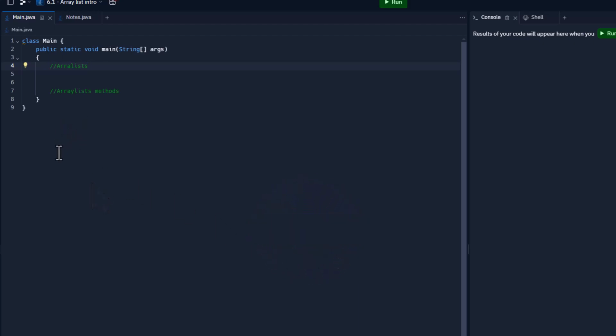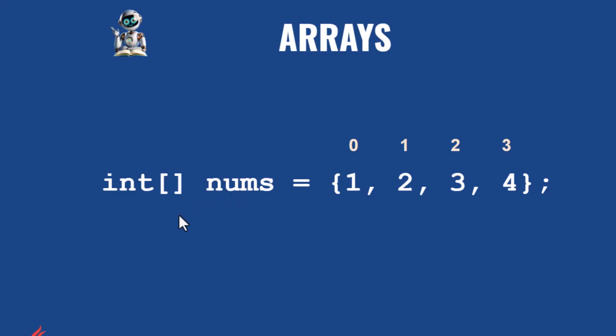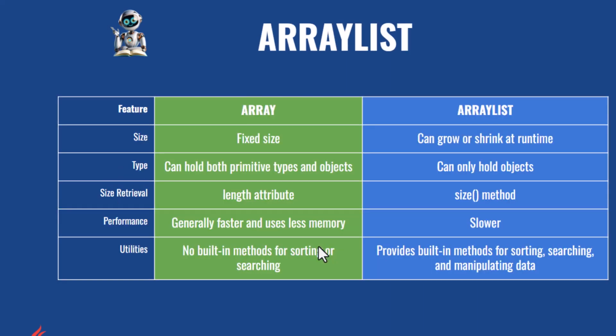Now, in previous videos, I've talked about arrays, and this is what an array looks like. We declare it, we initialize it, we can assign it values. But an array list is slightly different. So we're going to look at some of the differences between an array and array list, and then we'll write some code. So with an array, if you remember, the array is fixed in size.